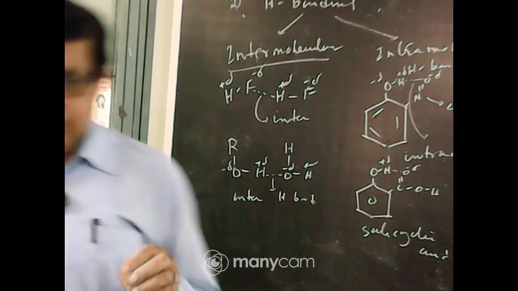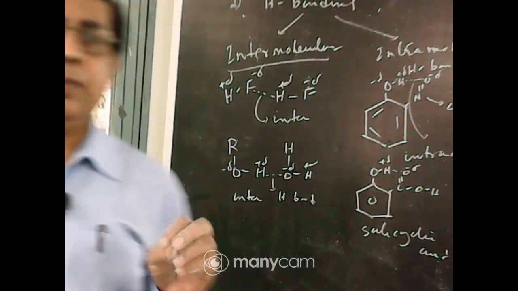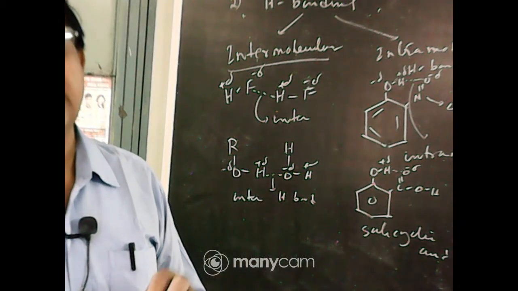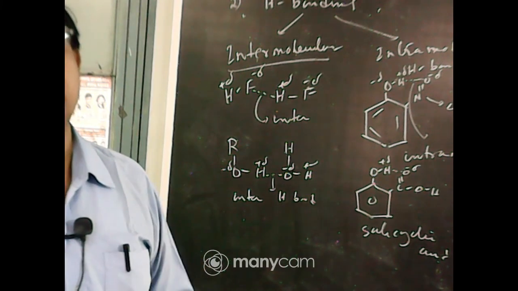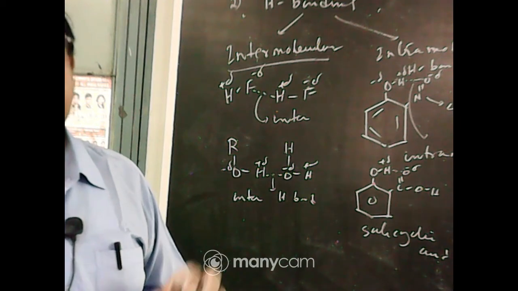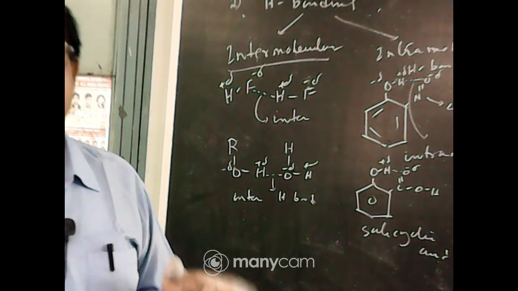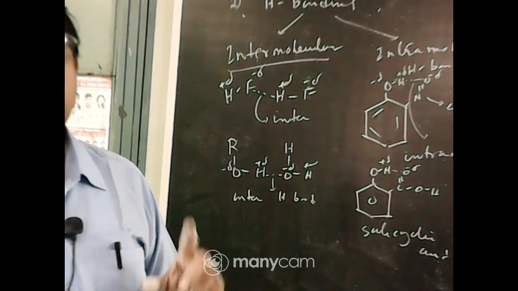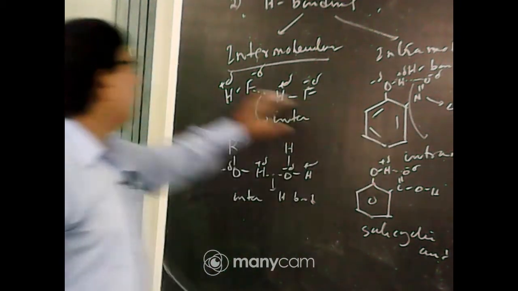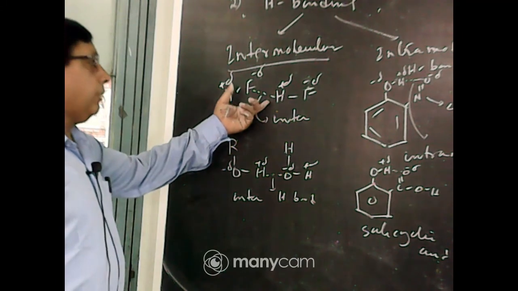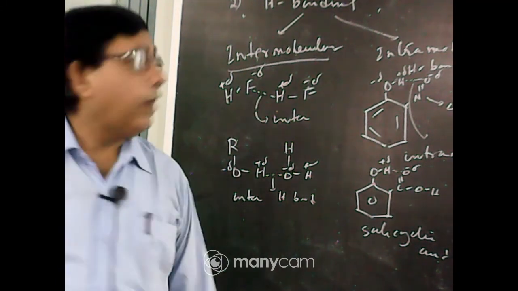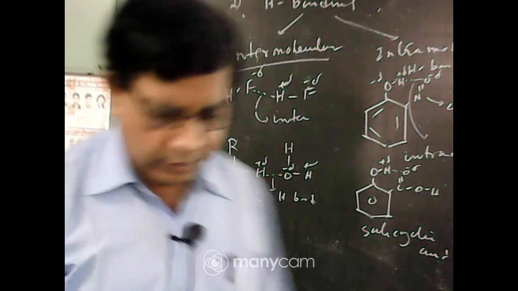So hydrogen bond is the electrostatic force between the positively charged hydrogen atom and the negative charge of an electronegative element having very high electronegativity and small size. The hydrogen bond may be formed within the same molecule or between two neighboring molecules of the same type or two neighboring molecules of different type. This is within the same molecule, this is two neighboring molecules of the same type, here two neighboring molecules of different type.